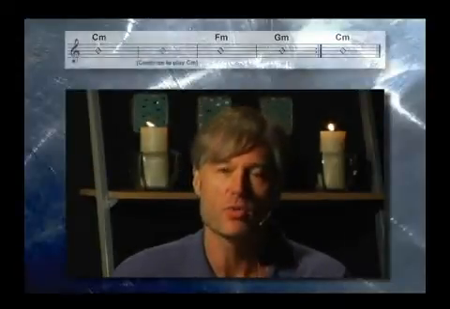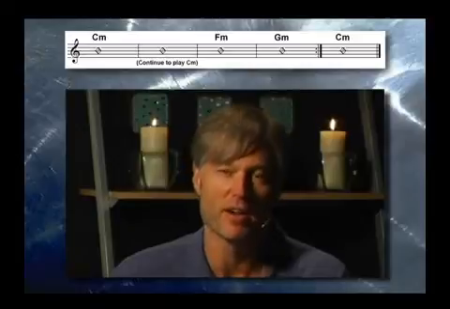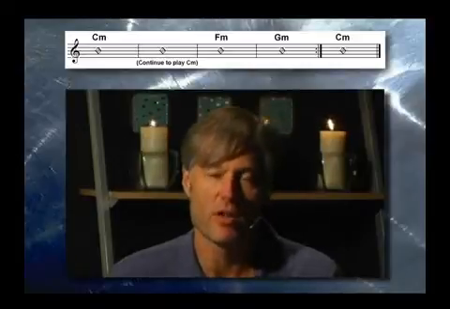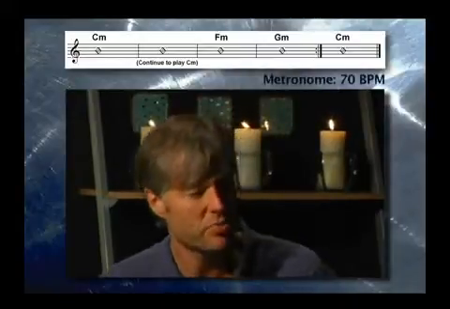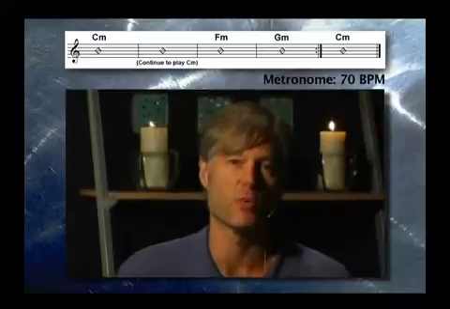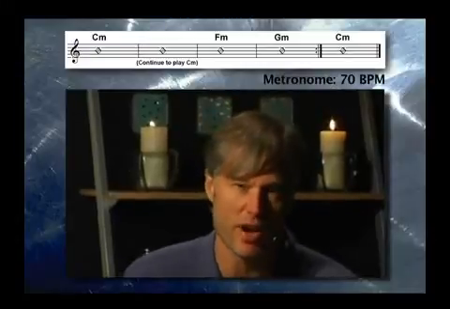Now let's try a progression using C minor, F minor, and G minor, which we'll call our C minor progression. This one has 2 bars of C minor, then a bar of F minor, then a bar of G minor. Those 4 bars repeat, and then we resolve back to C minor. We'll use the same metronome setting, 70 beats per minute. And I'll count us in and we'll play it just with the right hand.